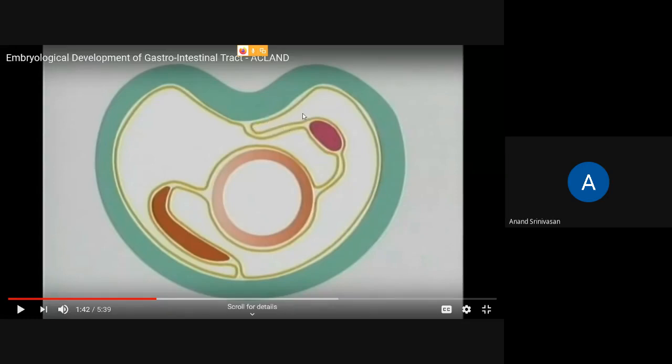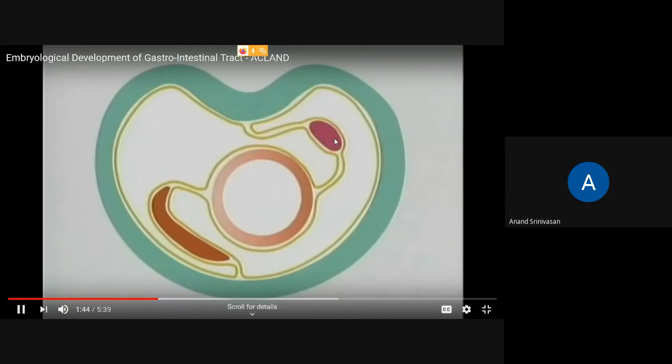In the posterior abdominal wall there will be the development of the kidneys, and that will form the lienorenal ligament. Lieno is another name for spleen. So gastrosplenic ligament and lienorenal ligament. Now from the ventral mesentery, the liver develops. From the dorsal mesentery, the spleen develops.